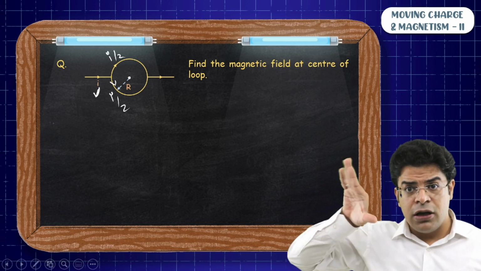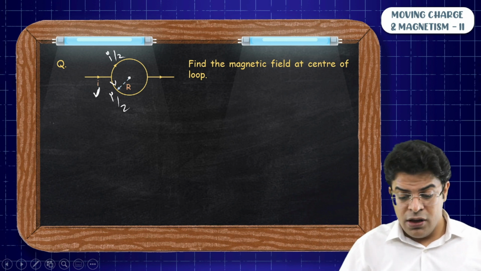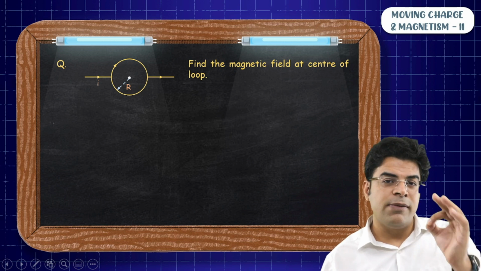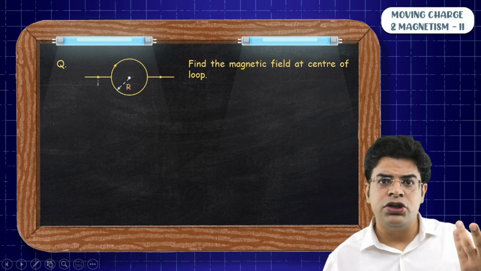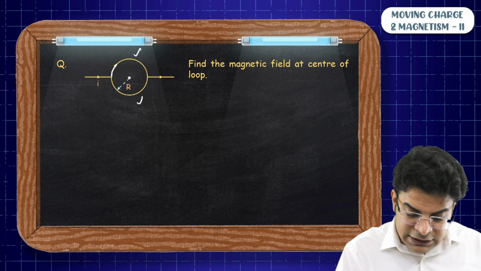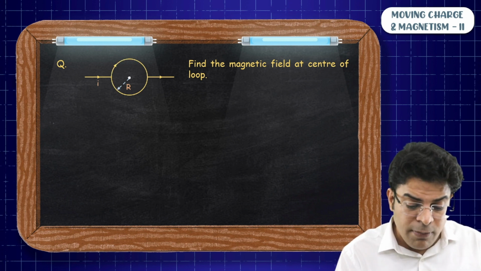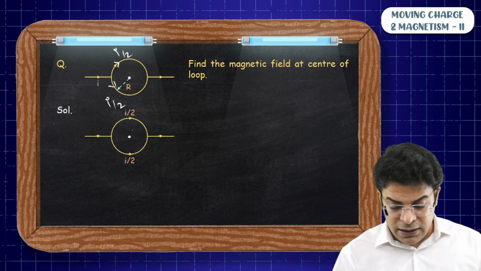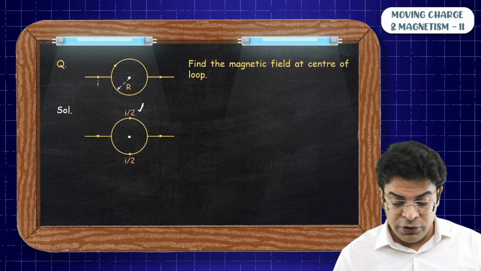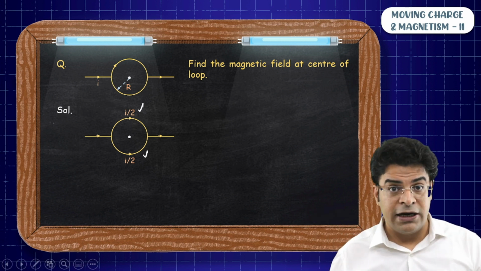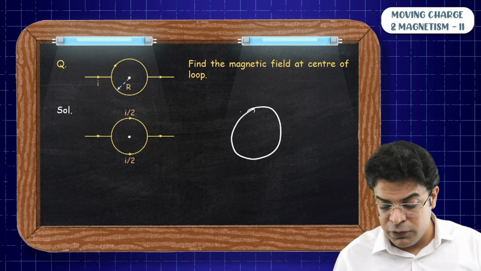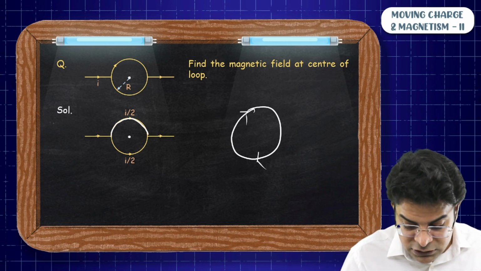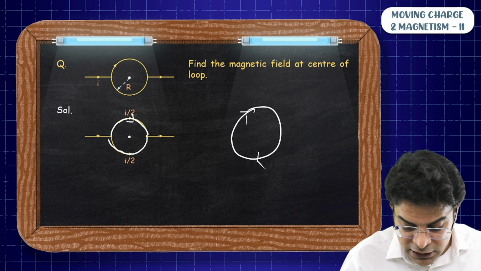The upper semicircle produces a magnetic field in the inward direction, while the lower semicircle produces a magnetic field in the outward direction. So what is the net magnetic field at the center? 0. Because these 2 parts have the same length, they have the same resistance, so the same amount of current I by 2 will go in them. So the net magnetic field at center will be 0 because these 2 parts will cancel out each other's magnetic field. Do not think that this is one complete loop. For this to be one complete loop, if in the upper part the current goes this way clockwise, then in the lower part it should be in the same way clockwise, right?